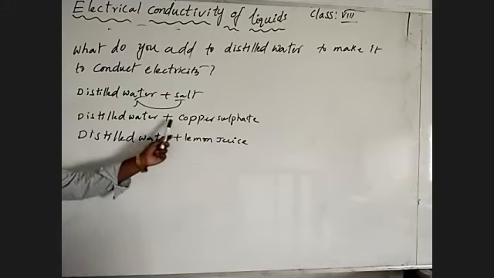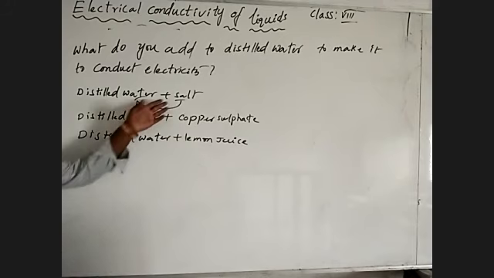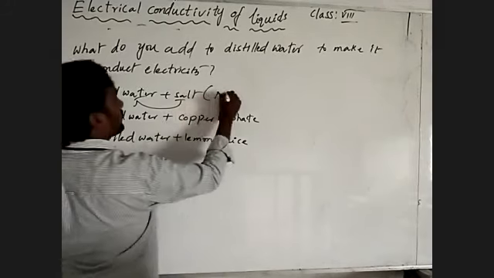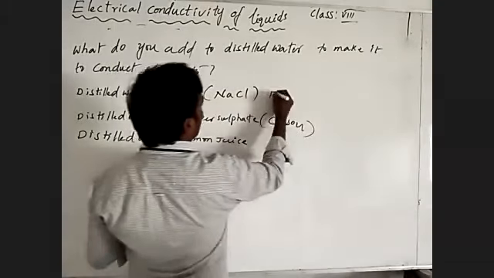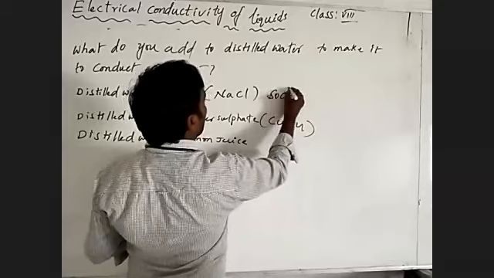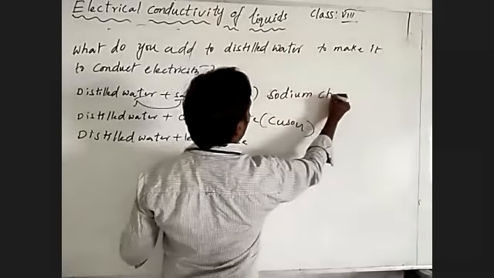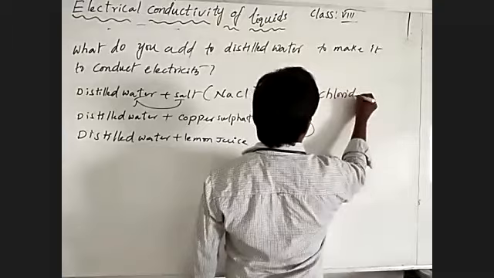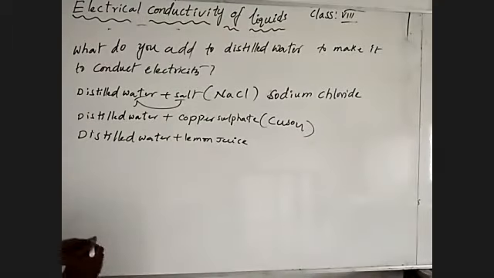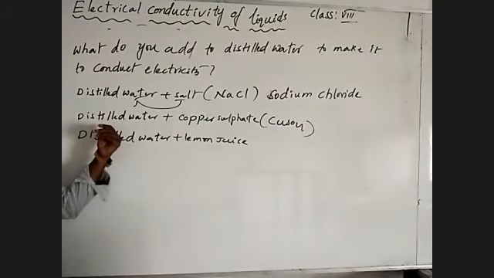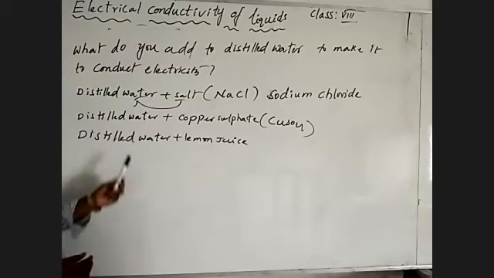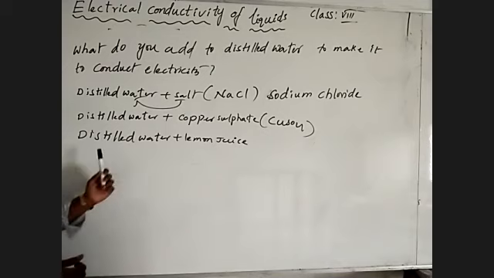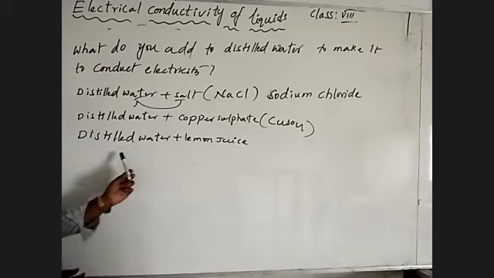And by adding copper sulfate to the distilled water, copper sulfate is a crystal. Of course, salt is also sodium chloride. Salt is what? Sodium chloride. This is copper sulfate, CuSO4. This is sodium chloride. Coming to that, by adding copper sulfate into that, it becomes a copper sulfate solution. By that, it conducts electricity.